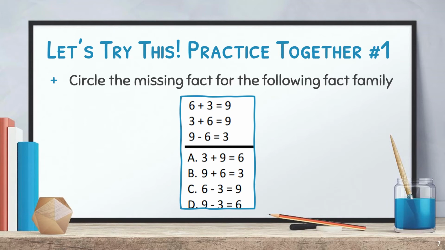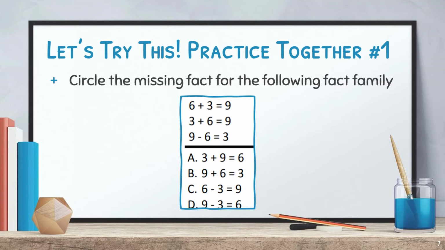Okay, so in this practice problem, we have 3 of our 4 facts. 6 plus 3 equals 9, 3 plus 6 equals 9, and 9 minus 6 equals 3. So clearly we have 2 addition facts and only 1 subtraction fact. So you're looking for the missing subtraction fact. And from what I've told you, you know that for the addition facts, we add the 2 smaller numbers together to get the largest number. And for the subtraction facts, we start with the largest number, subtract one of the 2 smaller numbers to get the other smaller number as a result.